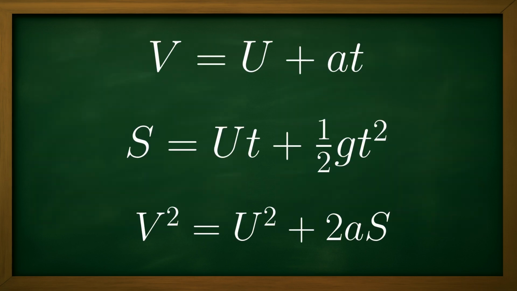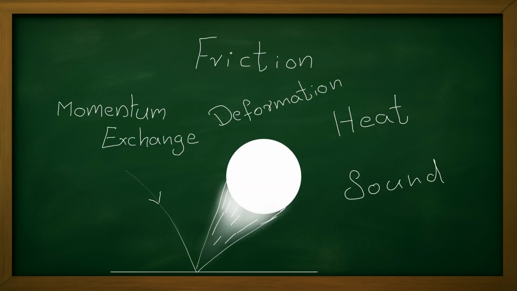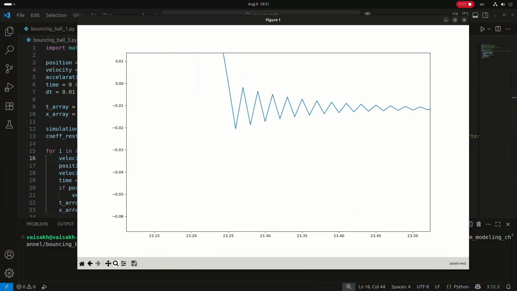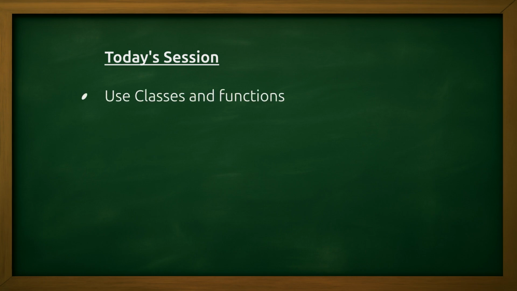In the previous session, we explored the equations of motion, how to use the concept of approximate derivatives to write equations that progress in time, how to simulate bounces, how to model energy loss, avoid some numerical instability, and how to validate our results. In today's session, we will see how the same program can be rewritten in a more structured way using classes and functions in Python.